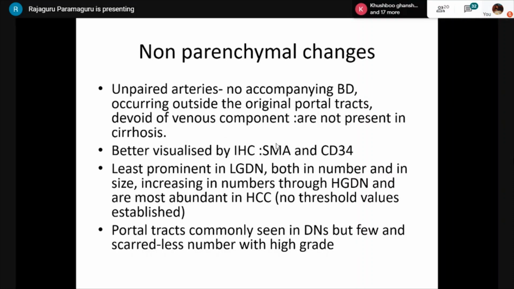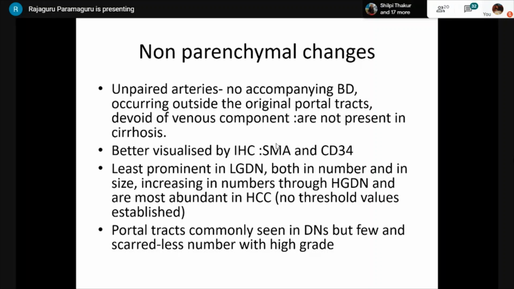Then, coming on to the non-parenchymal changes, you will have to demonstrate unpaired arteries. What do you mean by unpaired artery? I think we've discussed in the previous slides that the hepatic artery is a muscular structure, will be associated with a bile duct, and in the portal area it will have the portal vein also. So in this, they will not be associated with anything. It will be just sitting in the center of the parenchyma. So presence of an unpaired artery will signify a dysplastic nodule. It can be better visualized using an endothelial marker or a smooth muscle marker, SMA.